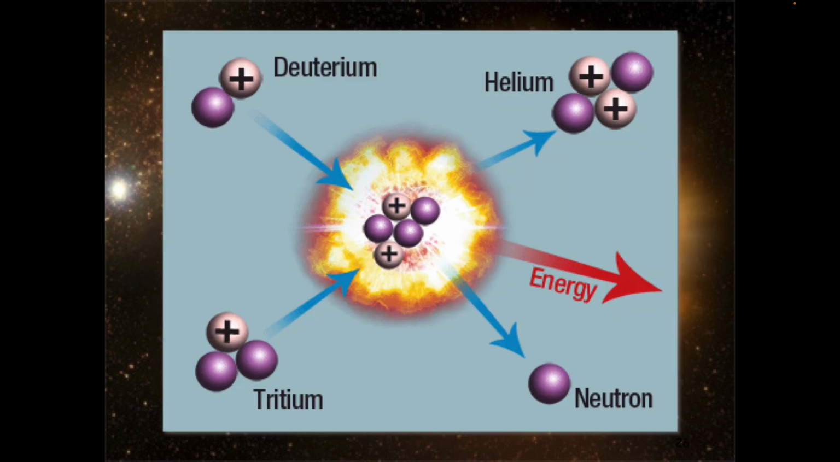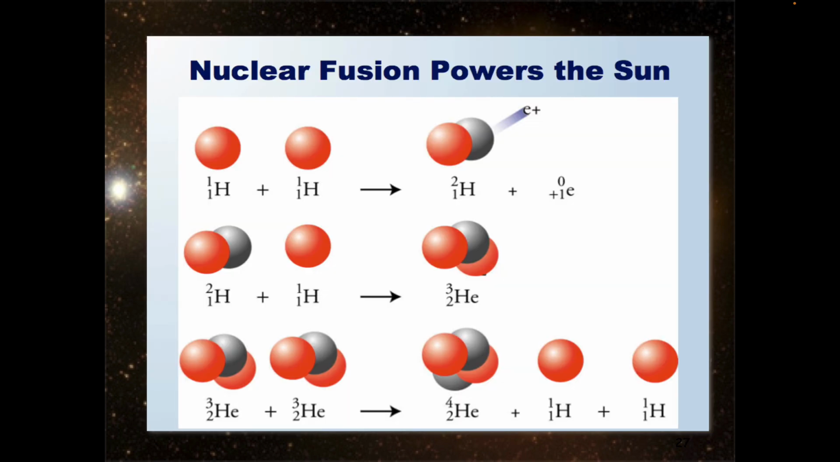So here's a typical reaction. You've got deuterium and tritium, which are basically isotopes of hydrogen. It's hydrogen with one or two neutrons attached to it. But then you put them together and you will create helium and a neutron, basically, and a bunch of energy. So nuclear fusion powers the sun.